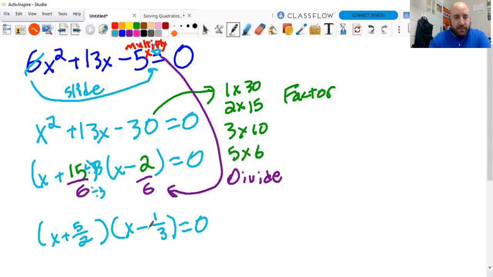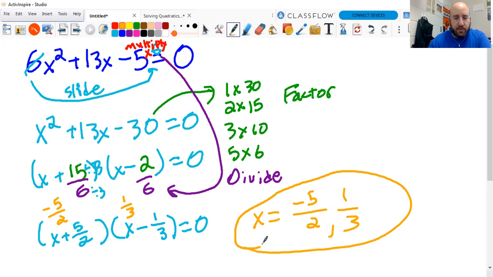So again, I'm just going to keep it at this point now. I'm not sliding the 3 back. I'm not sliding the 2 back. Now I can ask myself, what cancels out negative 1/3, positive 1/3? What cancels out positive 5/2, negative 5/2? So those would be my solutions. There we go.